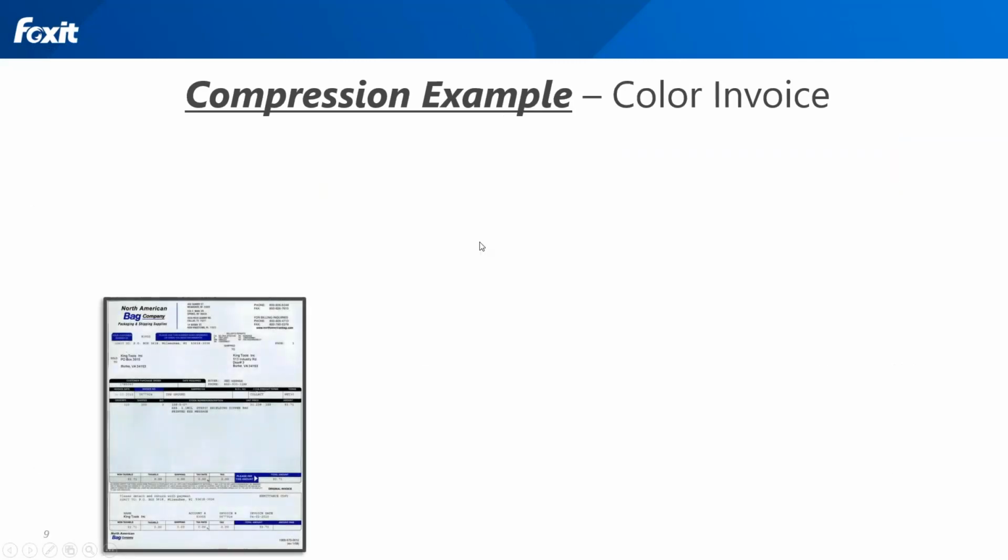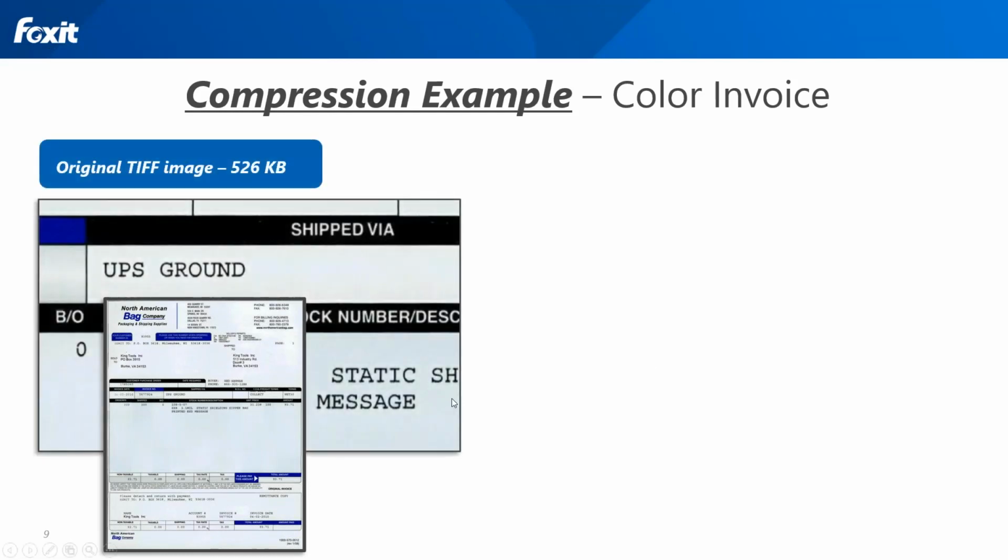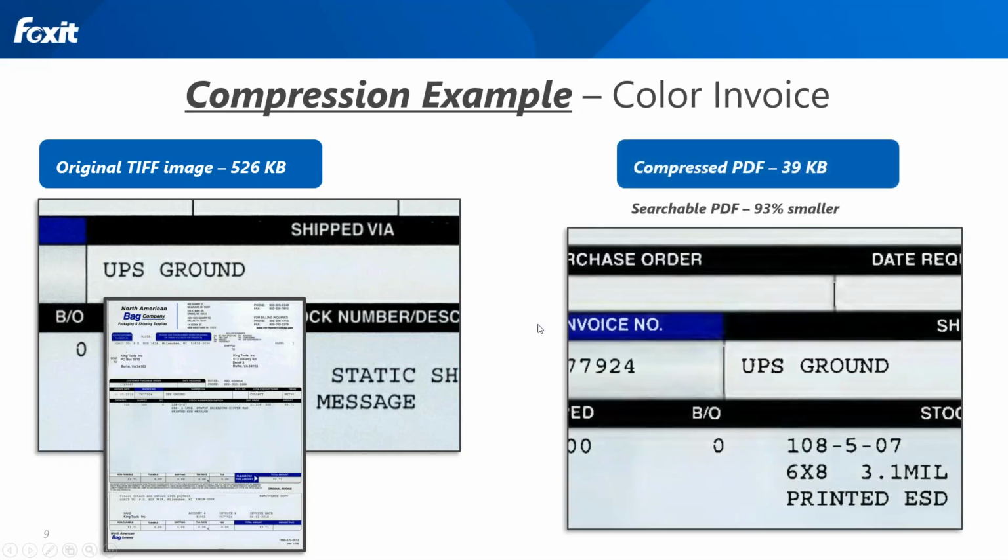Another example here is a color invoice. Similar to the black and white, it was just scanned in color, so it's a little bit larger. The TIFF image originally was about 526 kilobytes, but a pretty clean, crisp image. After running through our software, we were able to get it down to about 39 kilobytes, which is 93% smaller, a very significant reduction. As you zoom in, you might see some changes in a couple of the letters around UPS, but not a lot of significant image degradation. So this invoice can now be saved, and it's a lot easier to open, making it a much more efficient document.